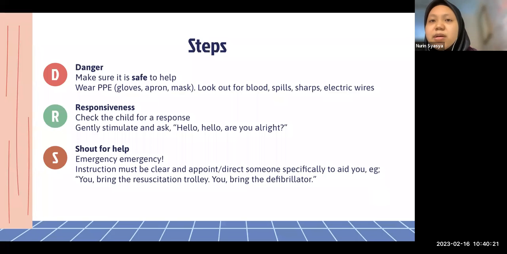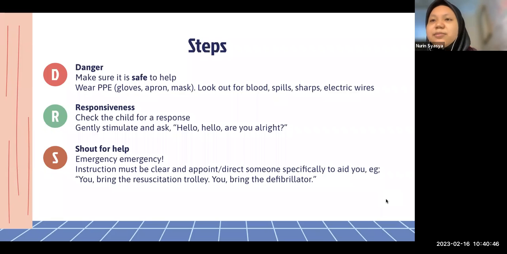And then R stands for responsiveness. We must check the child for any response by gently stimulating the child and asking, hello, are you all right? Call the name. And then S stands for shouting for help. Emergency, emergency. The instruction must be clear and you must appoint or direct someone specifically to aid you. For example, you call 999. You bring the resuscitation trolley.